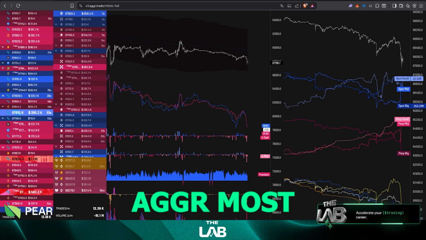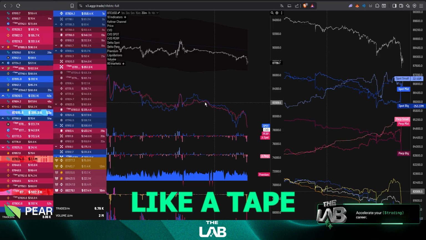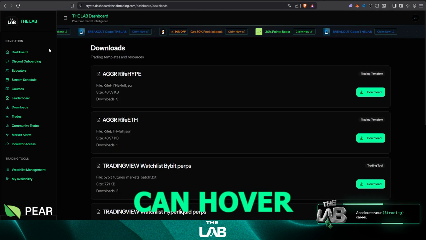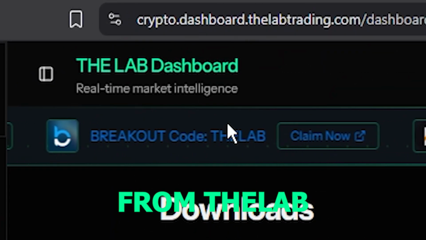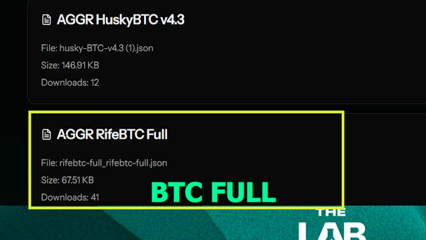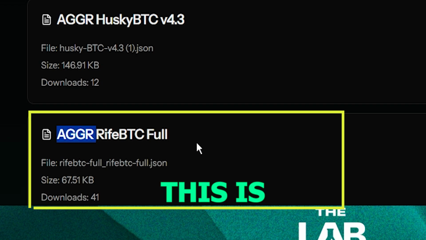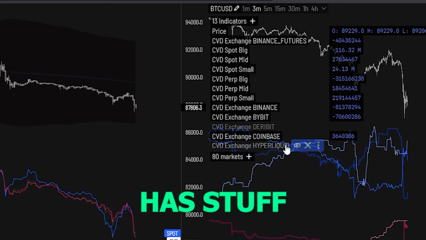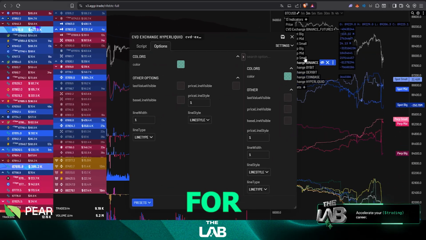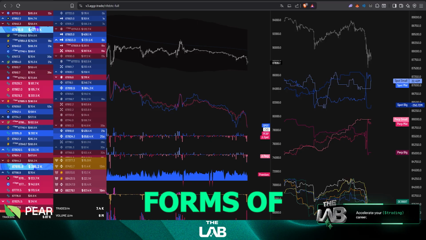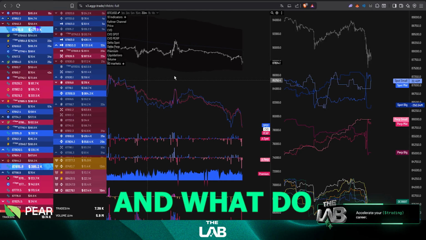If you open aggr, most likely you will see a tape and maybe a chart. To get this kind of template, you can hover to the dashboard from the left and scroll down to aggr.trade full. This is the one that I'm using. This is also the one that has stuff like CVDs for Hyperliquid, which hasn't been in previous versions. And what do we have here?